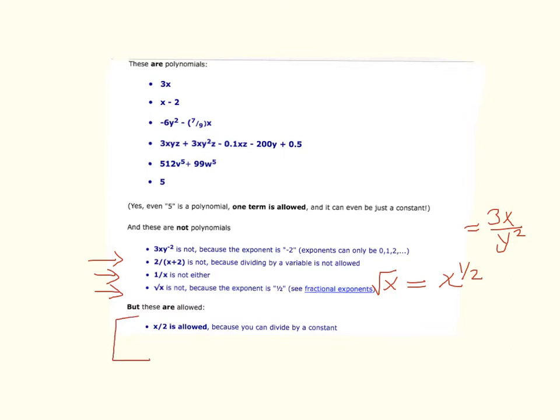In these examples, these are allowed. X over 2. This is a fraction, but notice that the denominator is not a variable. It is a whole number, not a variable. That is okay. The same goes for 3x over 8. The 8 is an integer, not a variable. That's fine. That is a polynomial. The square root of 2 is allowed because we can take the square root of 2 and get a constant. That would also be considered a polynomial.